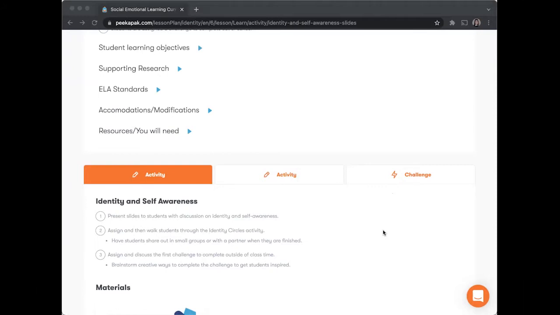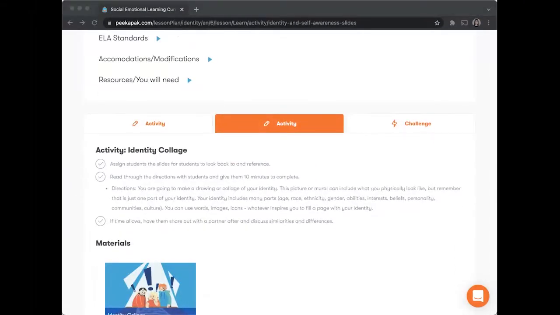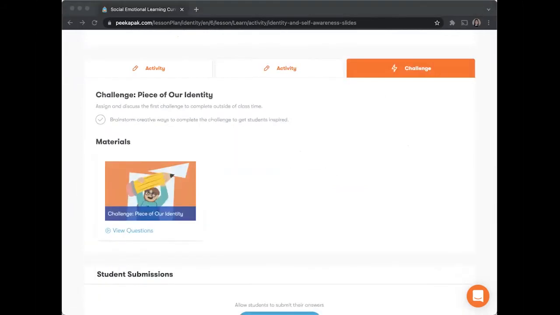After the slides, students will always complete an activity, and this activity is going to extend that learning and help them activate it and apply it to their own experiences. And so this will always occur after that slide discussion. They'll go into doing an activity, and everything that they will need, materials, will all be right there. Lesson 2 is where the first challenge is assigned.